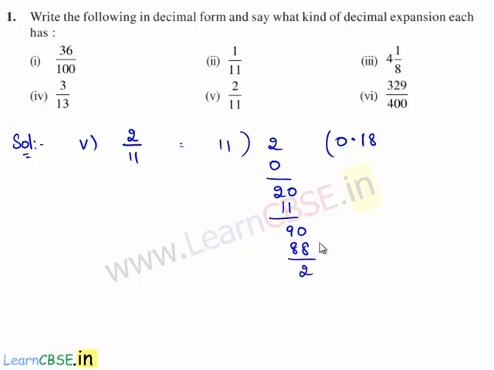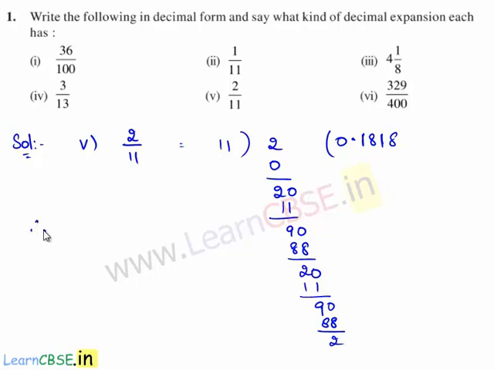Because of the decimal point, 2 becomes 20. Again 11 goes in 20 once, as 11 times 1 is 11. And we are left over with remainder 9. Because of the decimal point, 9 becomes 90. 11 goes in 90 8 times, as 11 times 8 is 88. And we have the remainder 2. Doing this process, we go on getting the remainders repeating themselves.